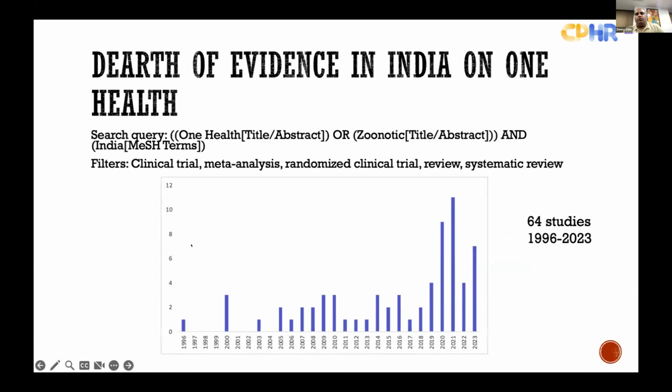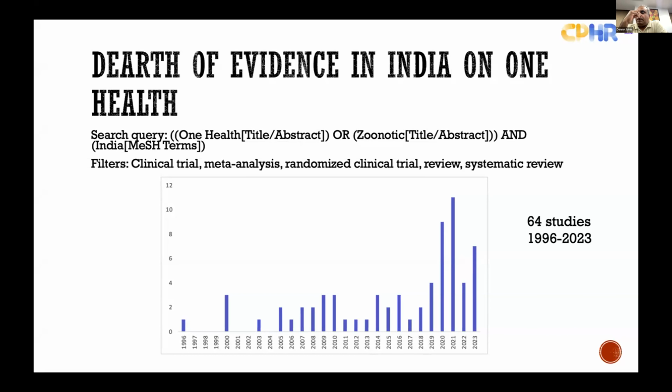So I tried to check what is the evidence around published studies in India regarding One Health, and I did a search using a very detailed PubMed query. I used a very large number of study types, in terms of trials or meta-analysis or any review or systematic review or randomized controlled trial, which are more relevant. So I tried to limit commentaries and other studies on the topic.